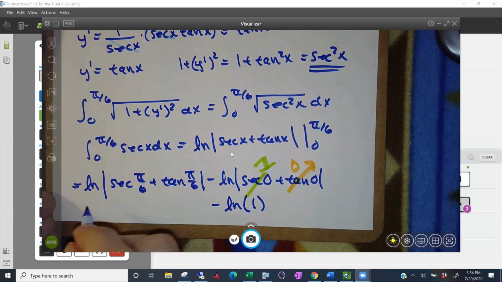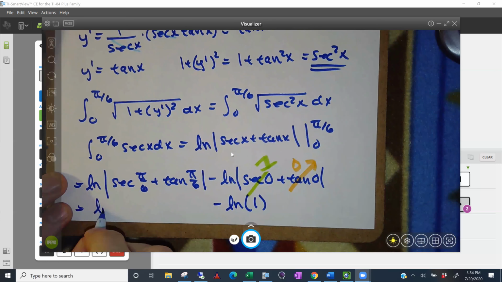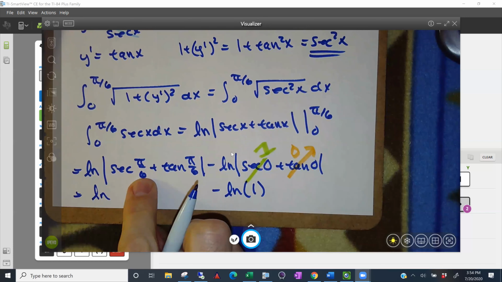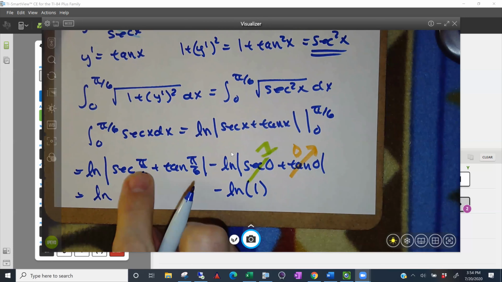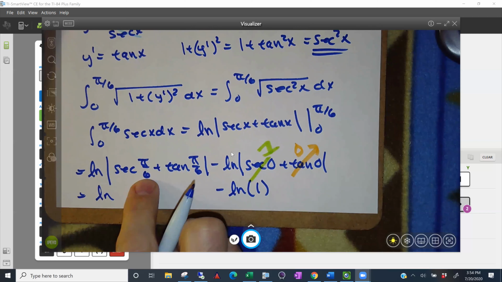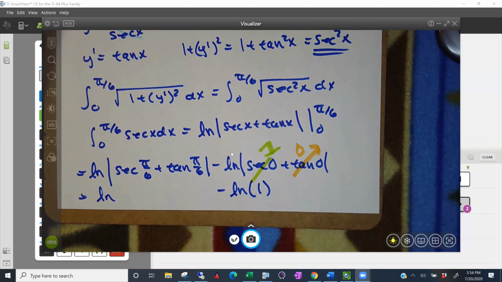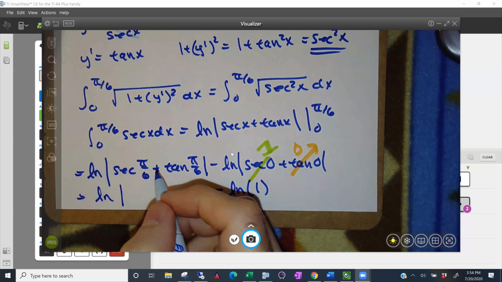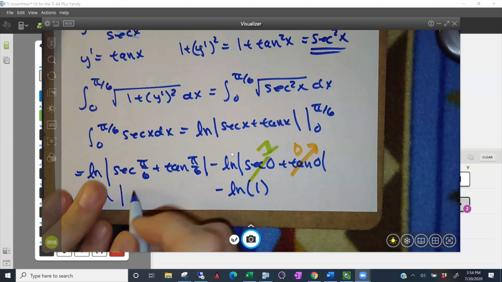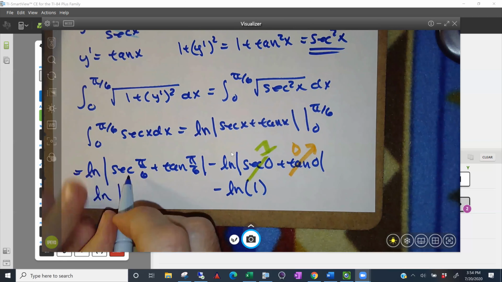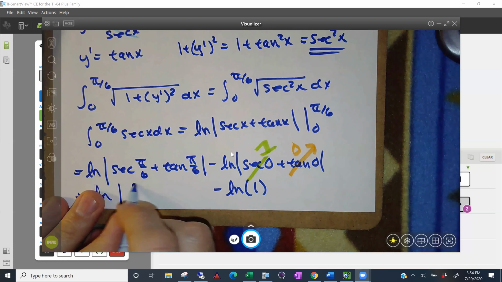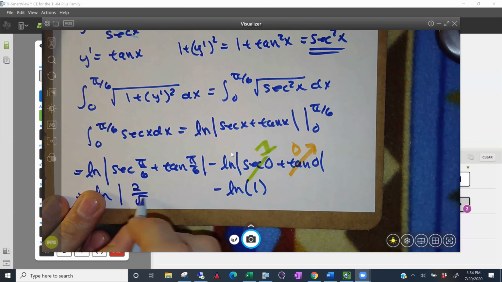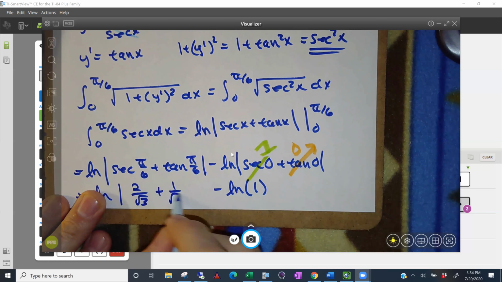And over here, secant's the reciprocal of the cosine. So you could play that same game that we played earlier with your calculator and say, all right, that's really cosine of 30 degrees is going to be square root of 3 over 2. But the secant's the reciprocal. So 2 over the square root of 3 plus 1 over the square root of 3.